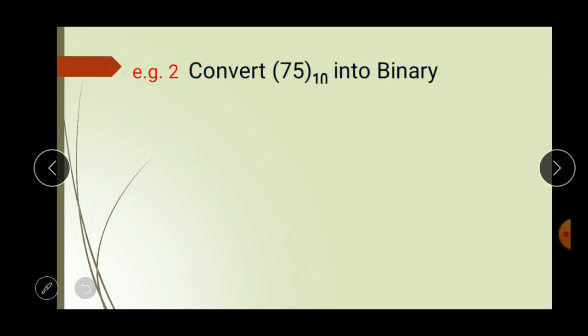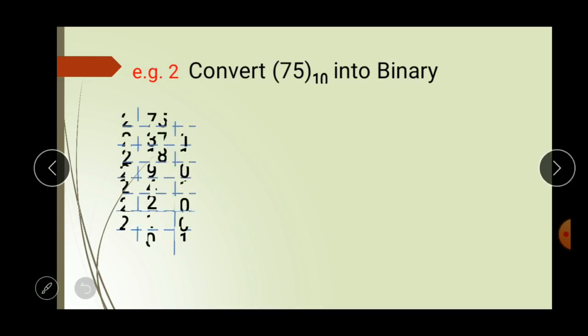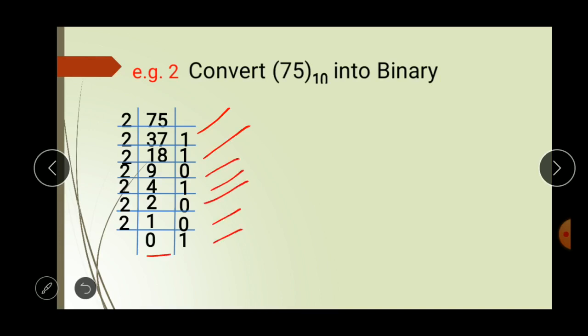Now again we have a conversion of converting a value 75 of decimal into binary. By using the same process, 75 is divided by 2, we have the quotient 37 and the remainder 1. Again 37 is divided by 2, we have 18 and the remainder 1. The division process continues till we have the quotient as 0.